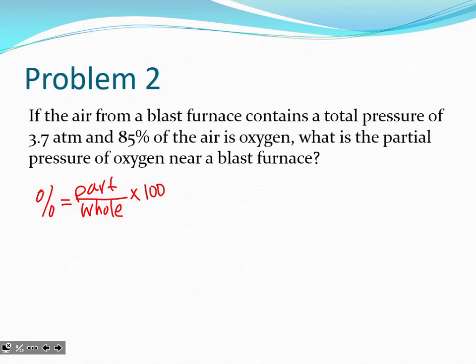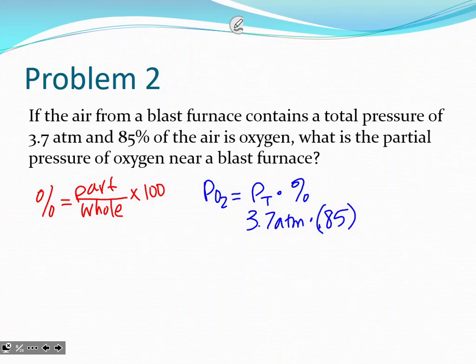So what do we have to do here in order to figure out our partial pressure of oxygen, which is the part? Partial pressure of the oxygen is going to be what? P total times the percent. And what do we do to our percent? Make it into a decimal. So yes, we would do 3.7 atm times 0.85. And what would be the partial pressure of the oxygen then?